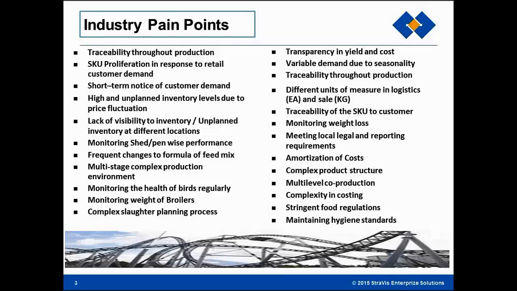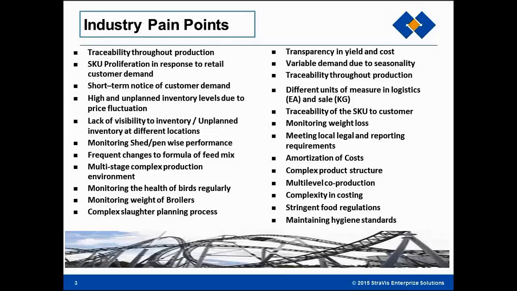So most of the important pain points in the poultry industry is the traceability throughout production, starting from grandparent farming to the final chicken on your table. And they use multiple SKUs. When the day-old chick comes, they come in numbers, but when they go to the slaughterhouse, they go in kgs.